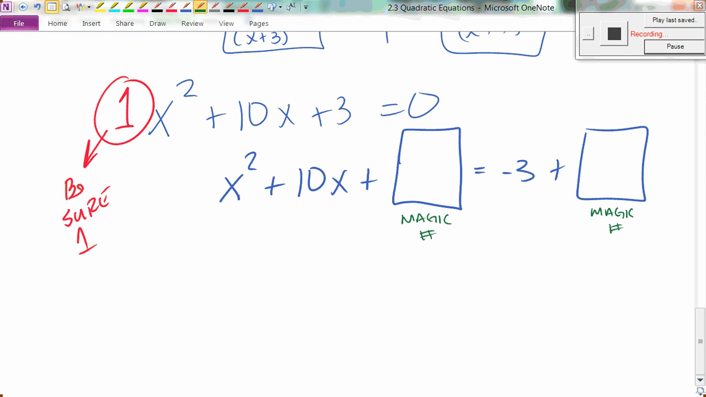Now, the question to you is, what is the magic number, and how do I get it? The answer, the magic number is 25. But we'll just pull that out of the air? No. Out of a rabbit's hat because it's a magic number? No.